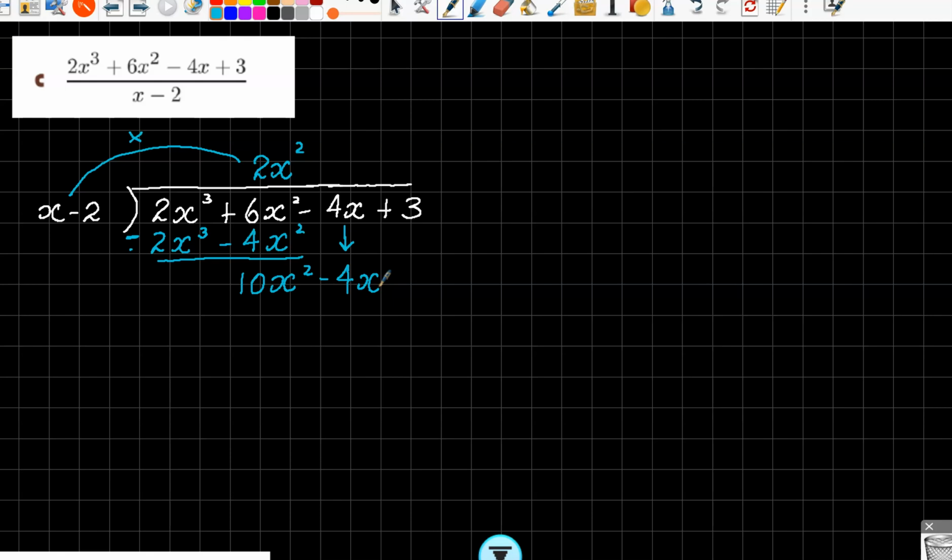Okay, so now where do we look? Where are you looking? We want to get rid of this. Right? So what are we going to have to times x by to make it become 10x squared? 10x. And hopefully we're getting into the swing of it. We have to times that now by 10x. So we get 10x squared, and 10x times minus 2 is minus 20x.